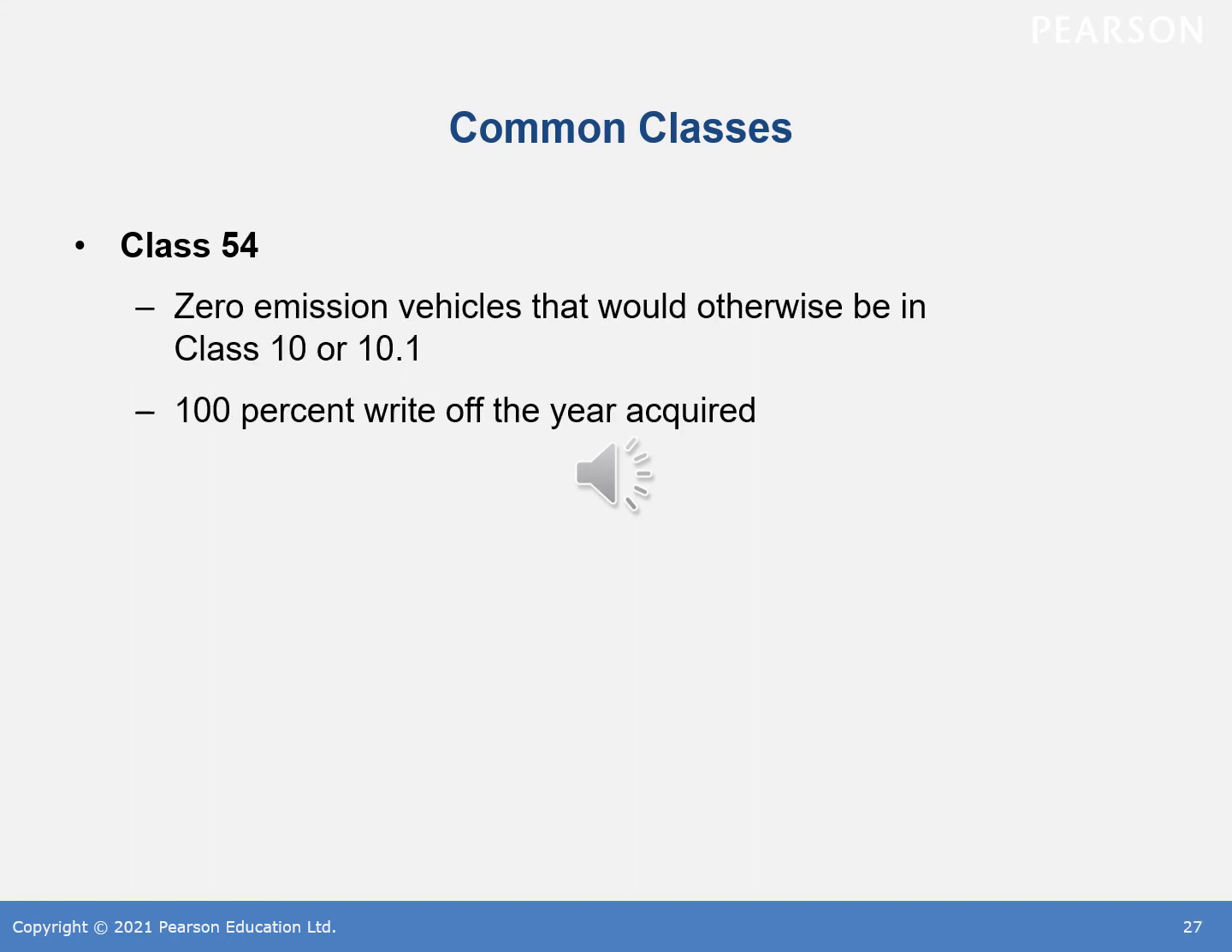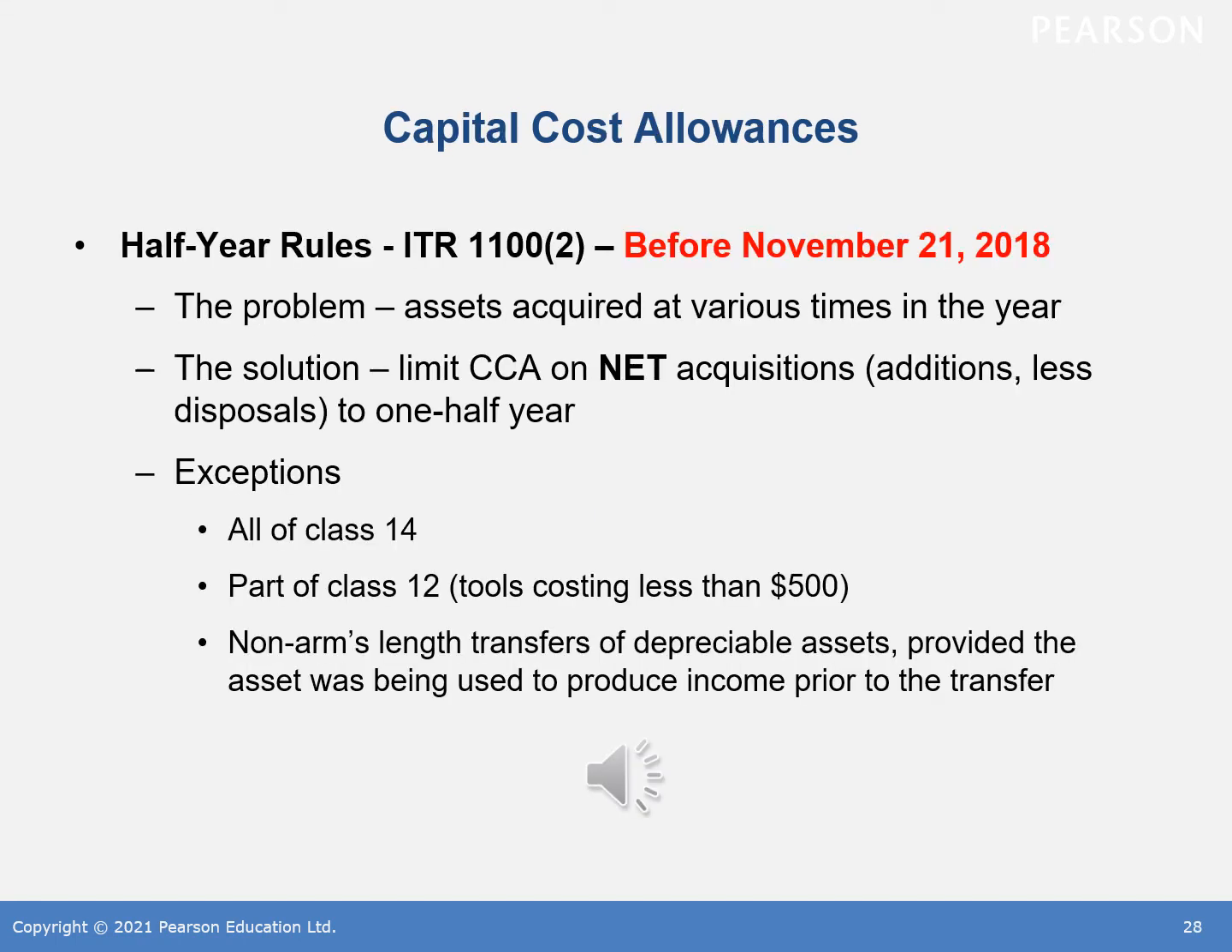And the final class that we'll cover in this section is Class 54 for zero emission vehicles. It was just added about 2 years ago through the federal budget and announced in March of 2019. It's for zero emission vehicles that would typically be in Class 10 or 10.1, but this class is allowed a 100% write-off in the year that it's acquired. Say up until 2018, there was a half-year rule applied in most cases, with a couple of exceptions, where the CCA for assets acquired in the year was reduced by 50%, just to average out the fact that you may buy assets at varying times throughout the year.